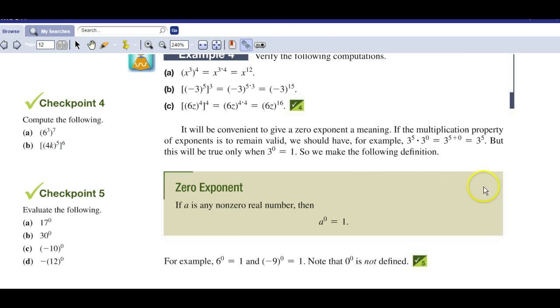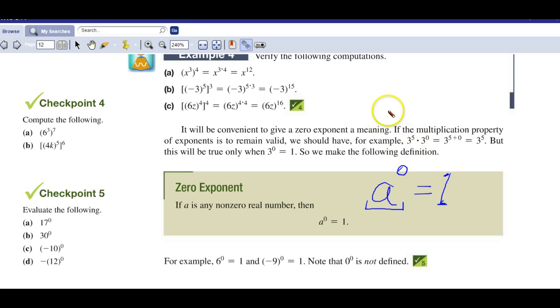Now, another very important one is if you have a to the 0 power, any base to the 0 power is always going to be a 1.